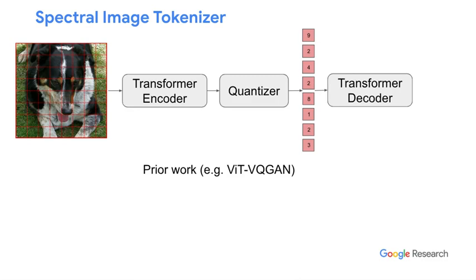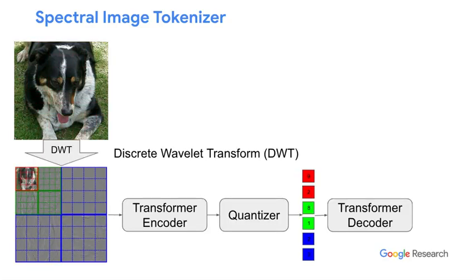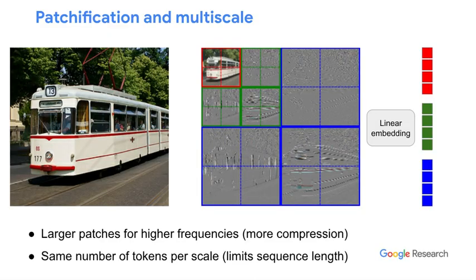Now let's talk about how our model works. In a typical ViT-VQGAN, the transformer input sequence is made of image patches. Our main modification is to take patches from the image's discrete wavelet transform instead. We make the patches larger for higher frequencies since they can be compressed more aggressively in natural images.